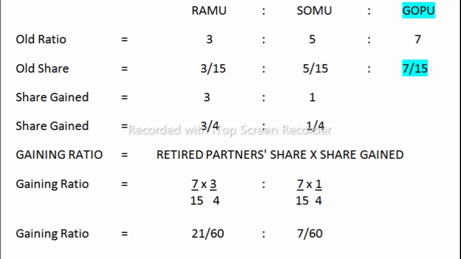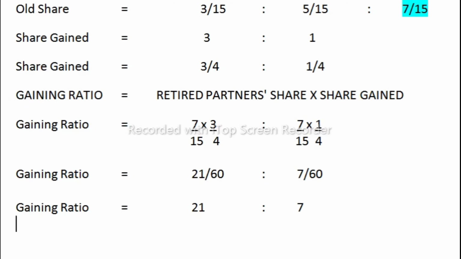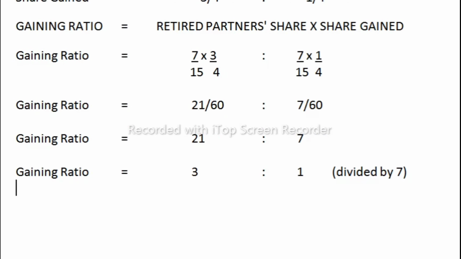This is a share. When we write it as a ratio, we take only the numerator and write it. So the gaining ratio will be 21:7. When there is a possibility to simplify the ratio, we have to simplify it. Both 21 and 7 are divisible by 7, so I divide by 7 and write it as 3:1. That is 21 divided by 7 and 7 divided by 7 is 3:1. So this is the gaining ratio in our problem.